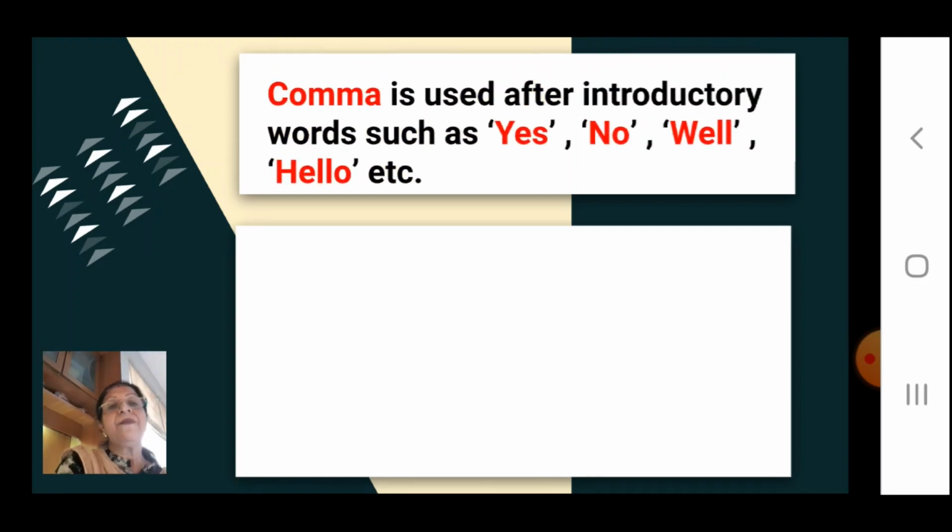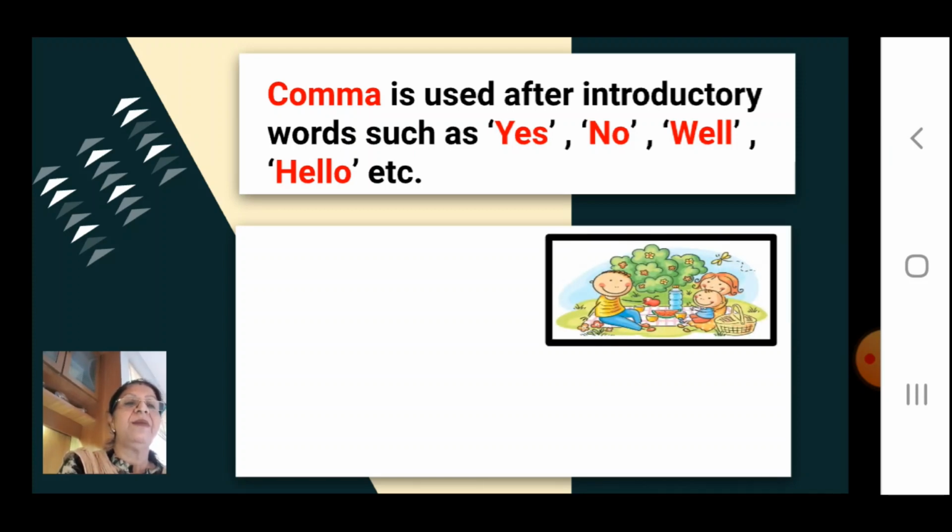Now, there are some more places where we can put comma. Comma is used after introductory words such as yes, Y-E-S; no, N-O; well, W-E-L-L; hello, H-E-L-L-O. So remember, comma is used after introductory words such as yes, no, well, hello.